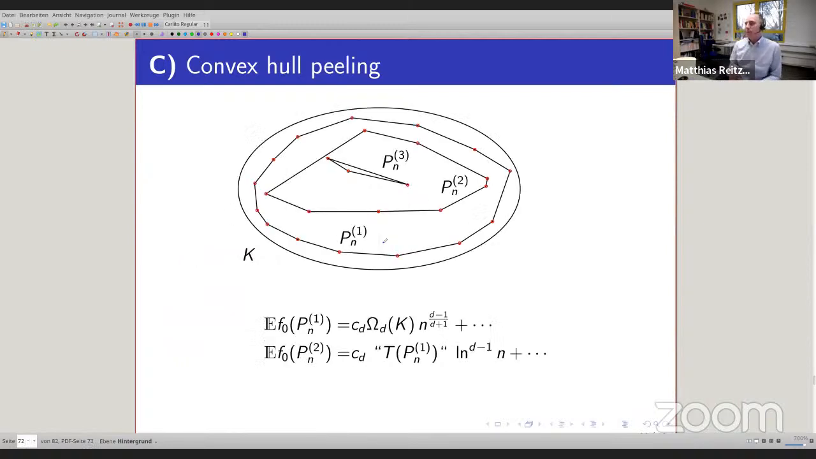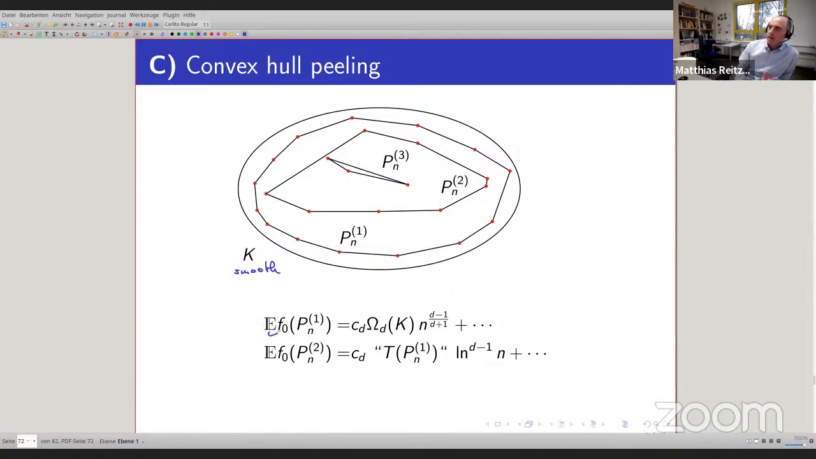So the naive approach to this question would be, we start with the first layer. This is the ordinary convex hull. This is something which we know. We know this behaves like, say, if K is smooth, like in my picture here, then we know this is the affine surface area. There's a constant in front, and this is n to the power d minus 1. So this is something which we know, the first layer.